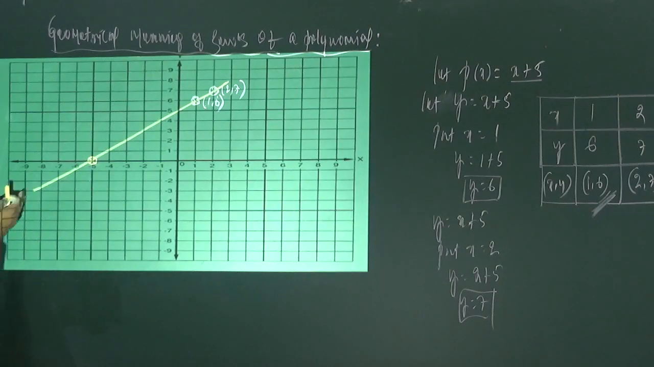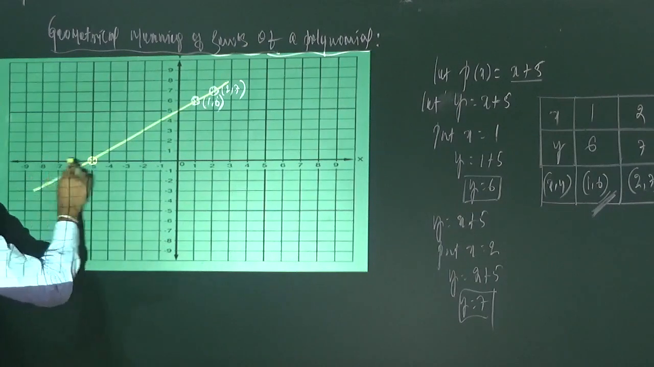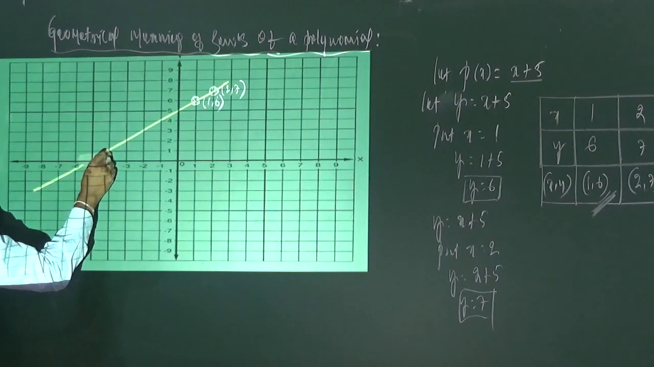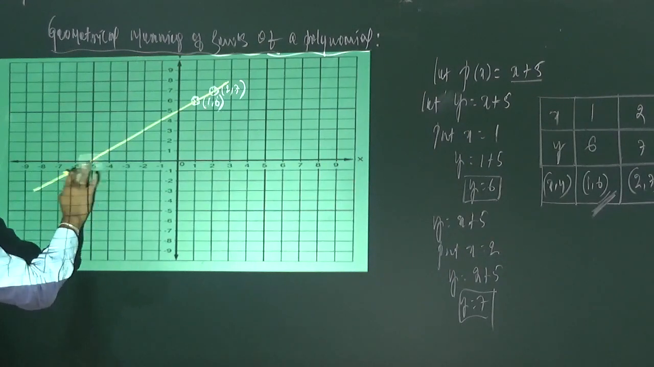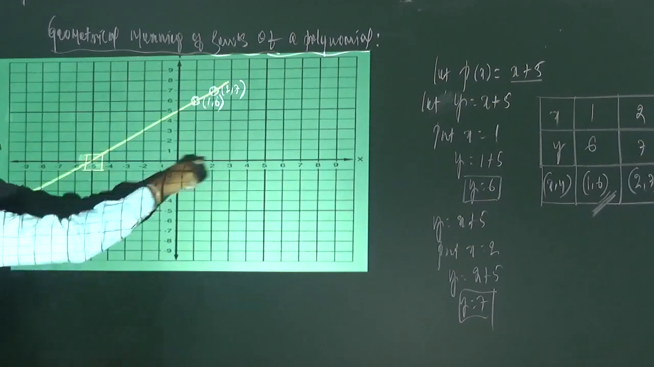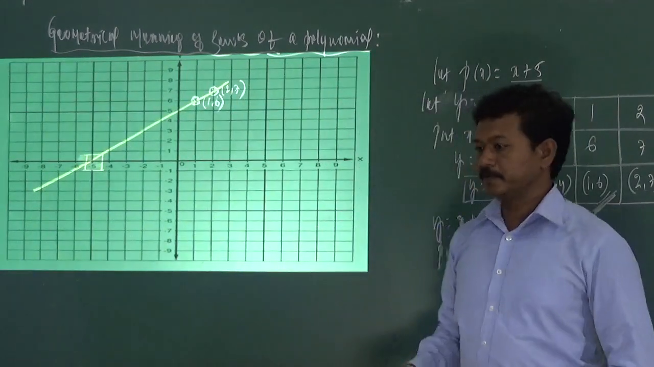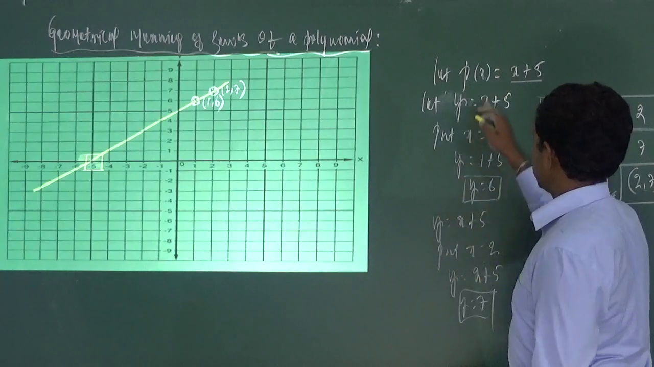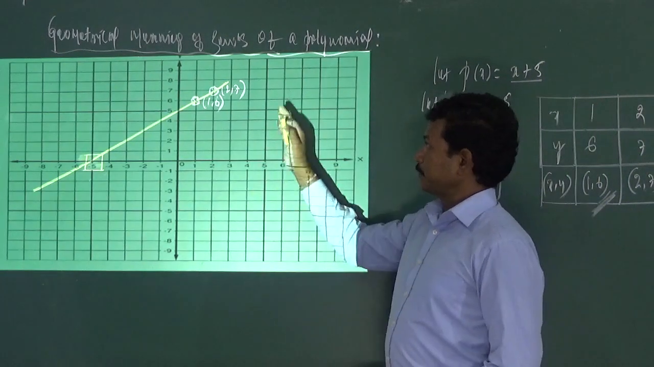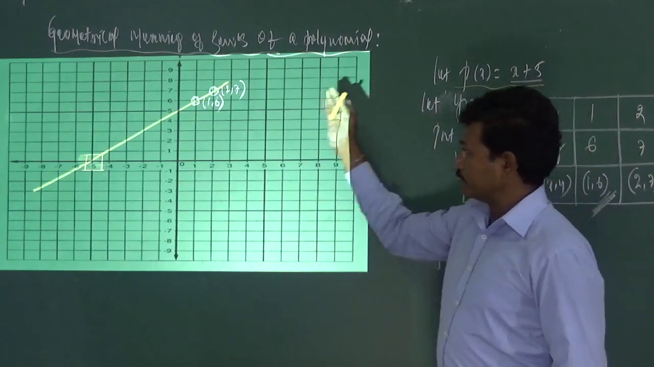When I extend the straight line, it can be extended. So when I extend the line, it cuts the x-axis at -5. It passes through -5 here. So this is the point where the straight line intersects the x-axis, that is at -5. So this is the geometrical meaning of the polynomial p of x equal to x plus 5, to find its 0. When you draw a graph for a linear polynomial, you get a straight line.